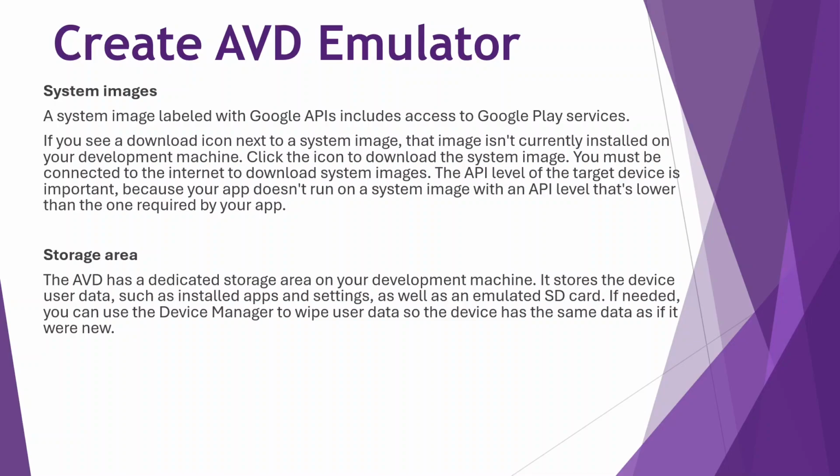In the same way, storage area. Whenever you create AVD emulators, the AVD has a dedicated storage area on your machine itself. It stores the device user data, such as whatever applications you install and whatever settings you configure. So the entire data will be stored on your machine, and an emulated SD card will also be included. That SD card is also allocated by your machine itself. If needed, you can use the device manager to wipe user data so that the device can be used as a new device.